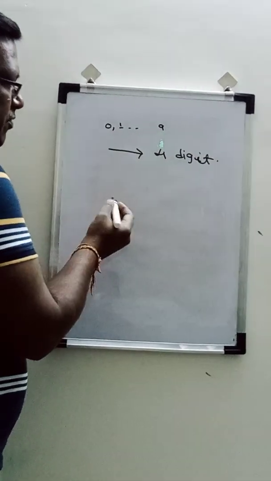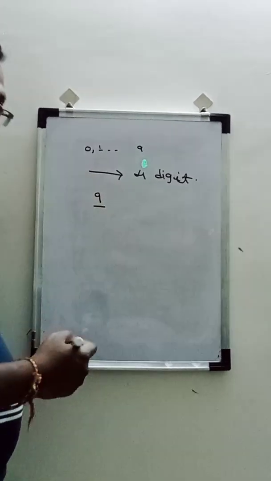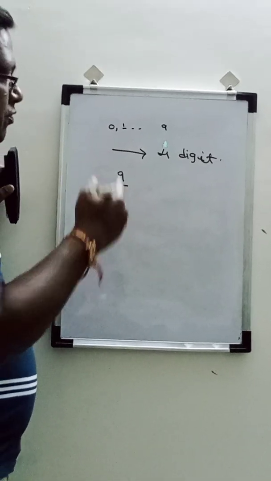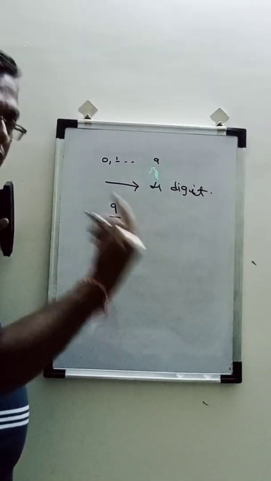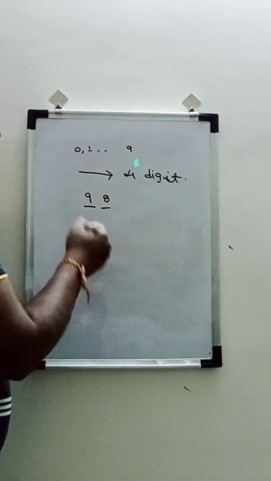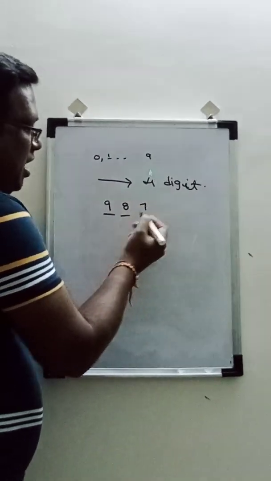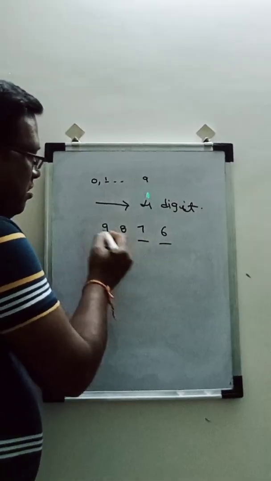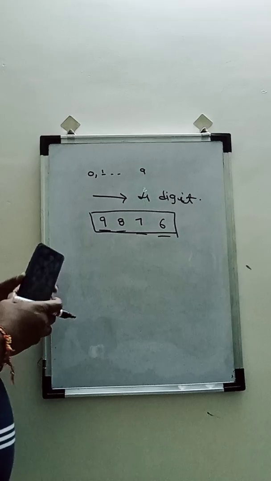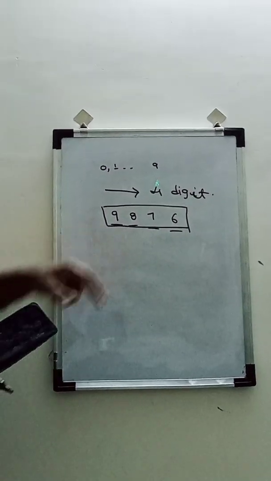When you say the highest 4-digit number, definitely the 1000 position digit should be 9. And what is the condition? All the digits of that 4-digit number should be different, that means unique. So the next highest digit is 8, the next highest is 7, and the next highest digit is 6. So 9876 is the number formed using the digits 0 to 9, and that is the greatest number which has all digits unique.